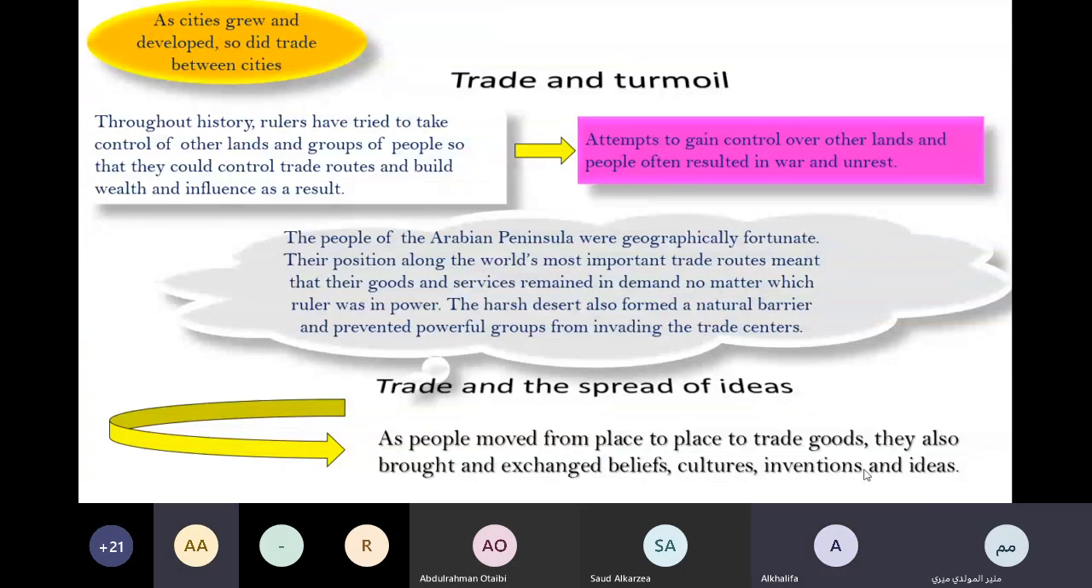As people moved from place to place to trade goods, they also brought and exchanged beliefs, cultures, inventions, and ideas. Good. Next, please.